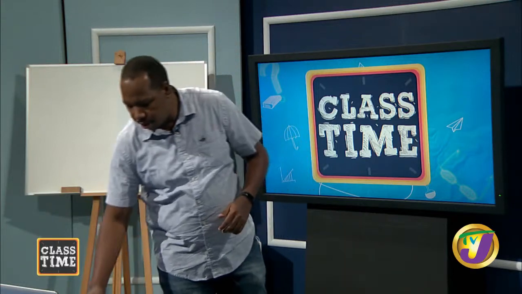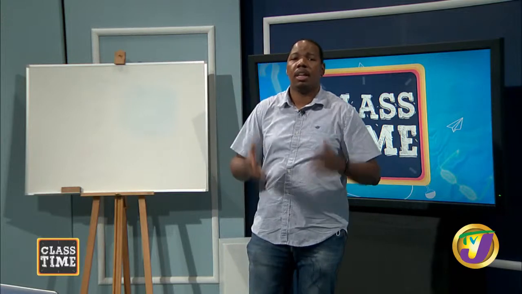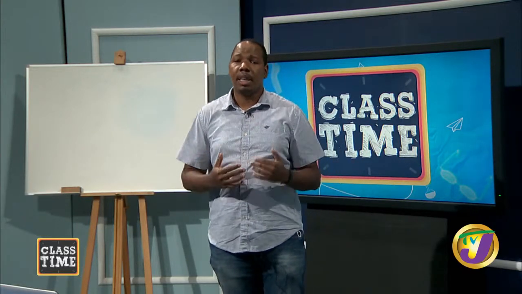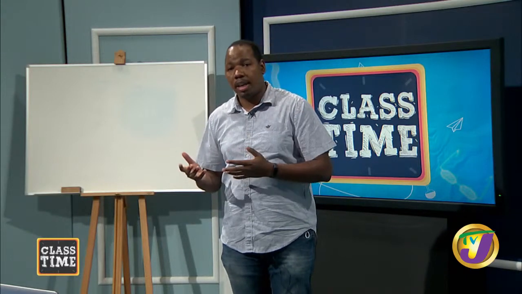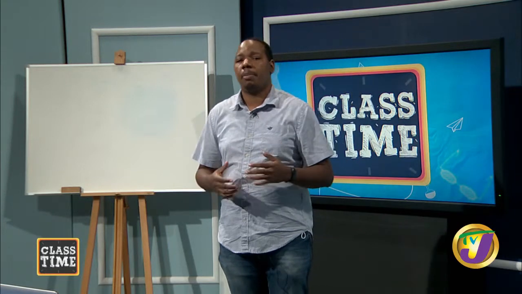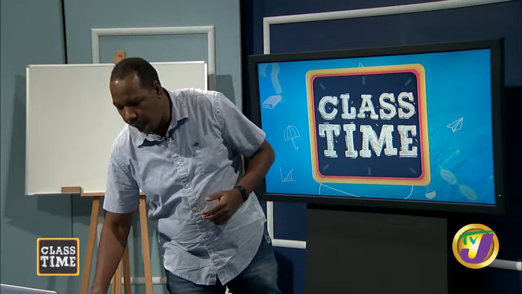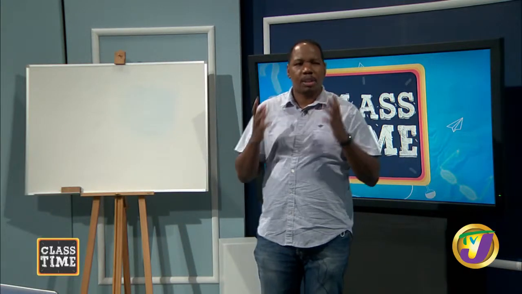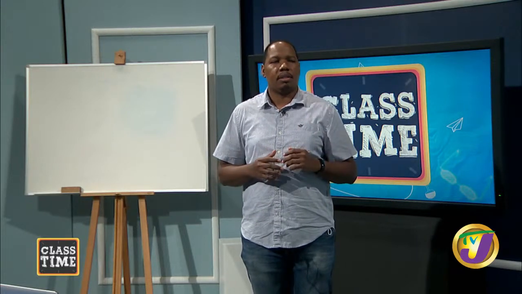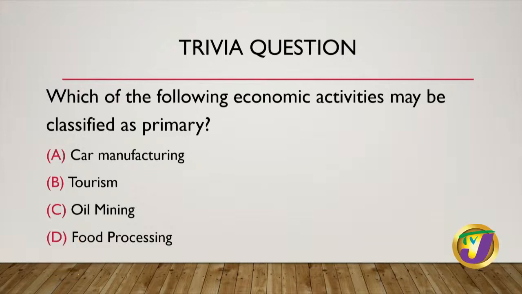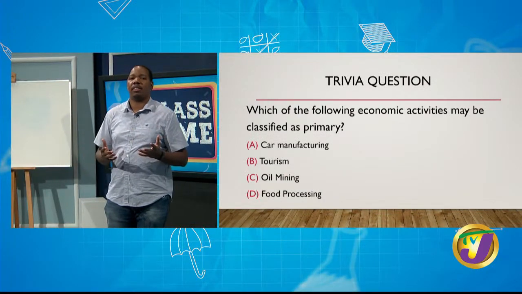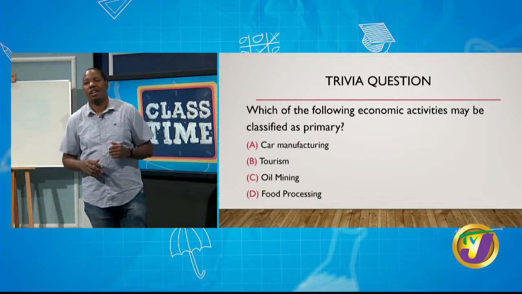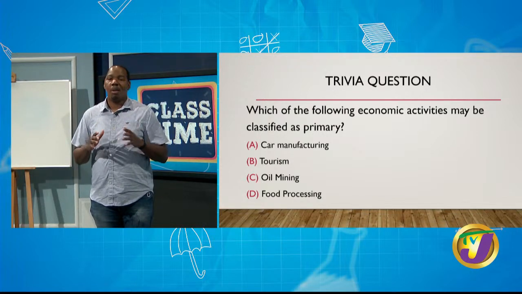Now, we're going to get into some trivia questions. I hope that you would have understood the concepts that we have discussed so far. Many of these questions appear in the multiple choice as well as in the long answer paper, which is paper 2. I'm going to go into some of the multiple choice questions, and I want you to think about the answer for a second. First question: which of the following economic activities may be classified as primary? A, car manufacturing, B, tourism, C, oil mining, or D, food processing? If you guessed oil mining, you would be correct.